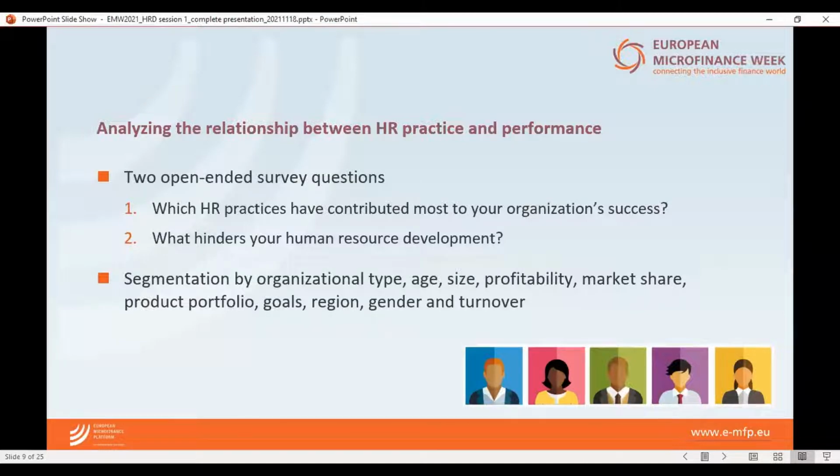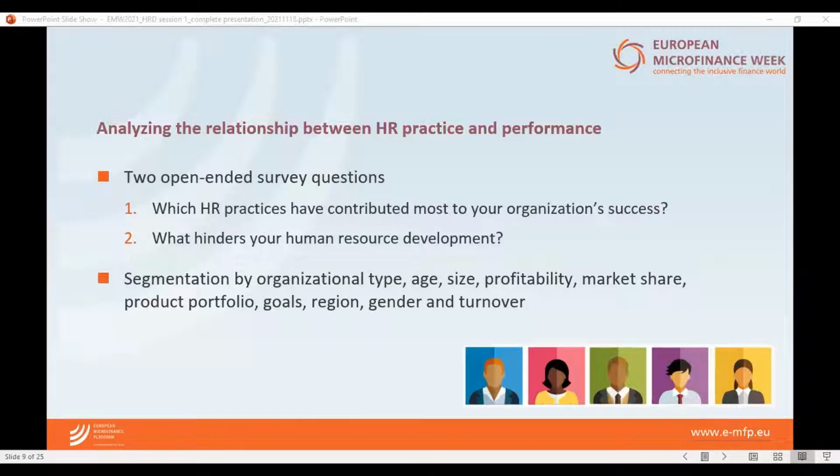And the second question asked respondents what hinders their organization's human resource development. I'm also going to share some of the results from our segmentation analysis. This was an important part of the research initiative because there are so many factors that can influence performance and so many different ways to define success.